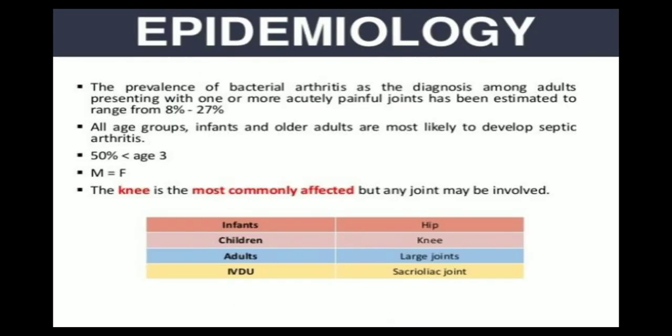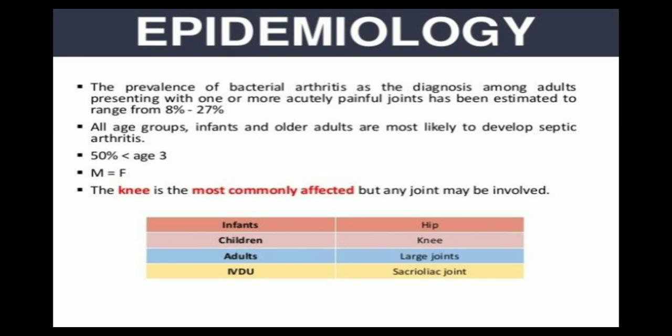So we can see the epidemiology of septic arthritis. The prevalence of bacterial arthritis, as diagnosed among adults presenting with one or more acutely painful joints, has been estimated to range from 8% to 27%. Bacterial arthritis occurs in adults who have a predisposing factor such as other joint diseases. So it contributes between 8 to 27%, we can say.